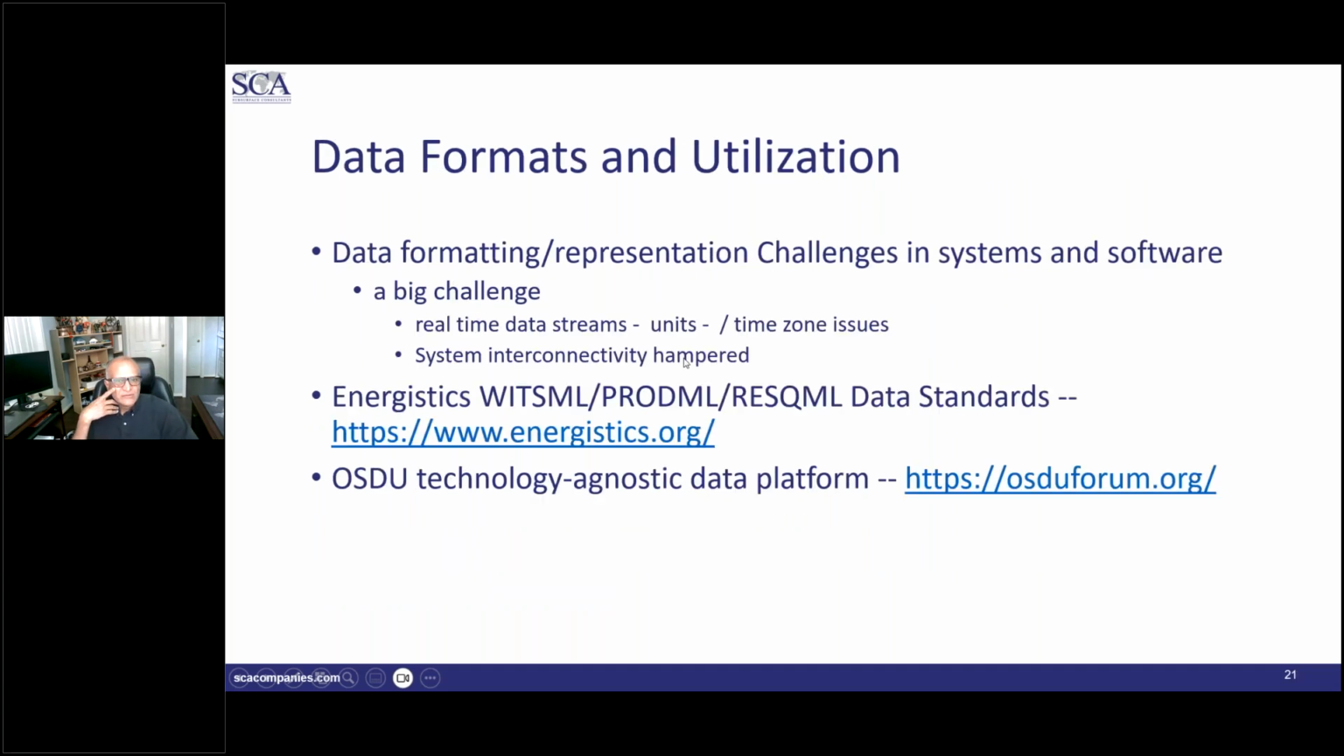There are some industry efforts on standardization, data formatting, representation, etc. Energistics has been working on WITSML, PRODML, and now we are using more OSDU, supposedly a technology-agnostic data platform that quite a few companies have subscribed to. But I still continue to see in my practice that even within a company, there is a lack of standardization. So these are all the challenges that we have to keep in mind if you are going to lead any such data analytics project or not.